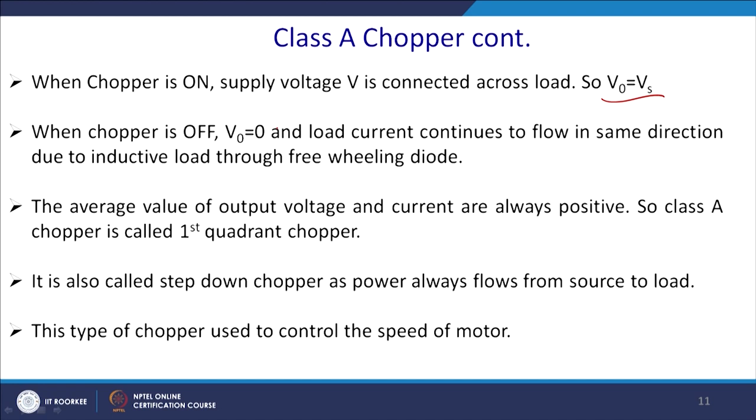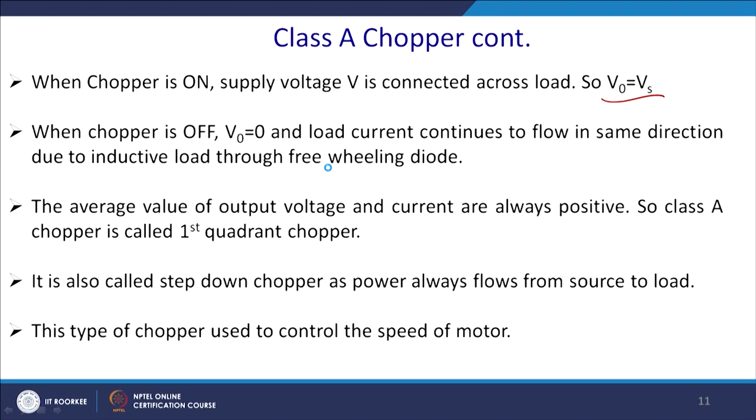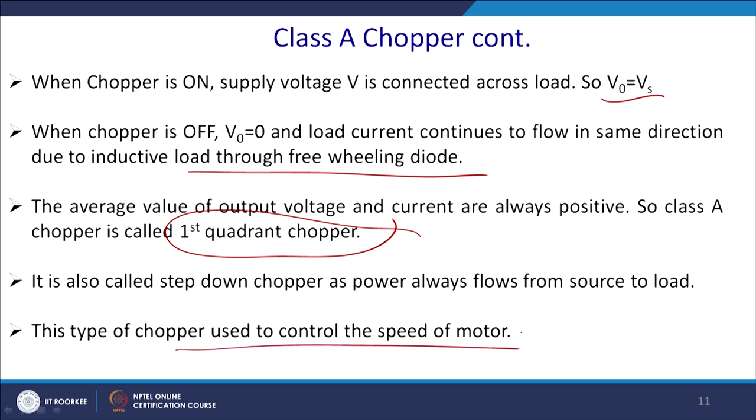So, ultimately you can see that it is shorted, so the output voltage becomes 0, and load current continues to flow in the same direction due to the inductive loading and through the freewheel diode. The average value of the output voltage and the current is always positive in class A chopper, and for this reason it is called first quadrant operation, and it is called the step down chopper, as power always flows from source to load. This type of chopper is used to control the speed of a DC motor, mostly a DC series motor, and it finds its application in traction.